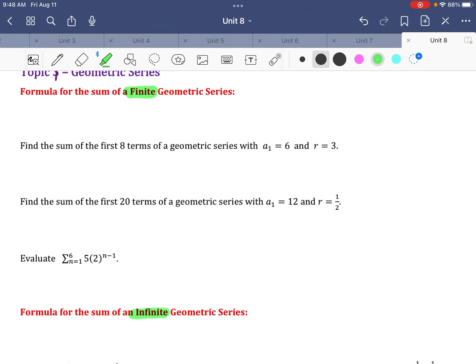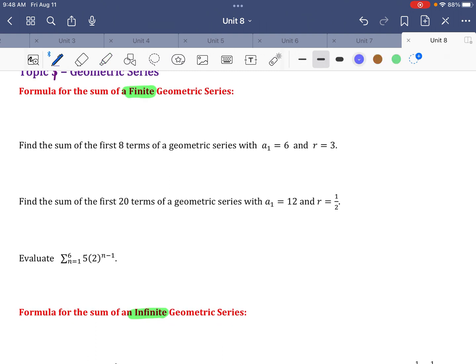All right, so here we go. The formula: the sum of n things is going to be a big fraction. You take your first term, then you multiply that by 1 minus r to the n, over 1 minus r. Remember r is your common ratio, a1 is your first term, and n is the number of things.